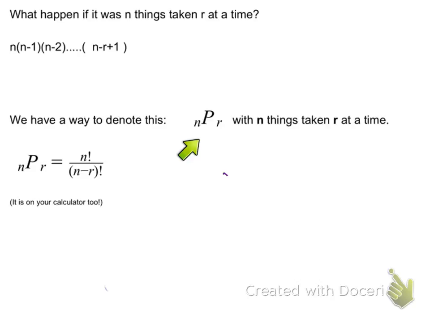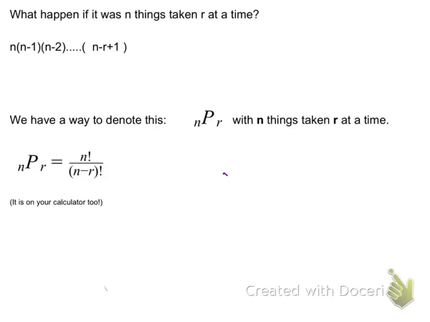This is called permutation notation, where you have n, the number of things you have, taken r at a time. So you're only grouping, taking 6 of them or 5 of them. How does it work, guys? It's n factorial over n minus r factorial.